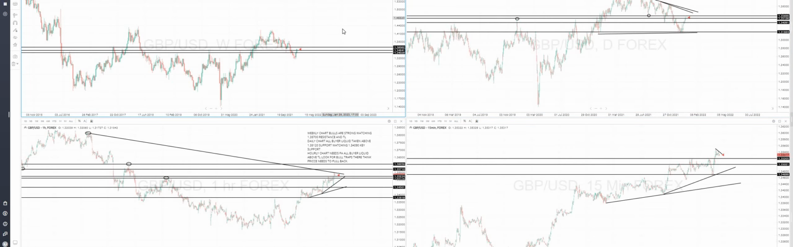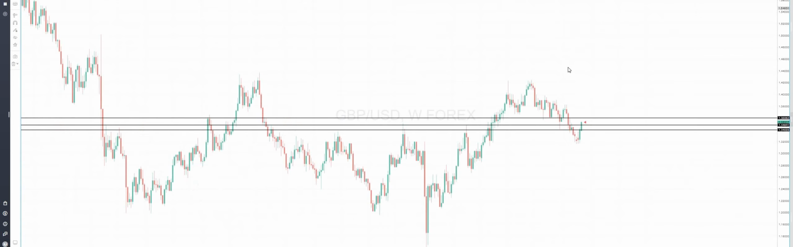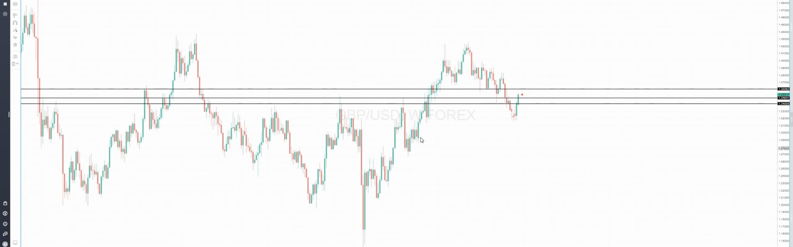So we're here with another weekly analysis. It is a new year, baby. Let's go. Happy New Year. It is Sunday, January 2nd, 2022. Let's get into it. Hope everyone had a great week. So let's go. I'm going to start with GBP/USD as usual.